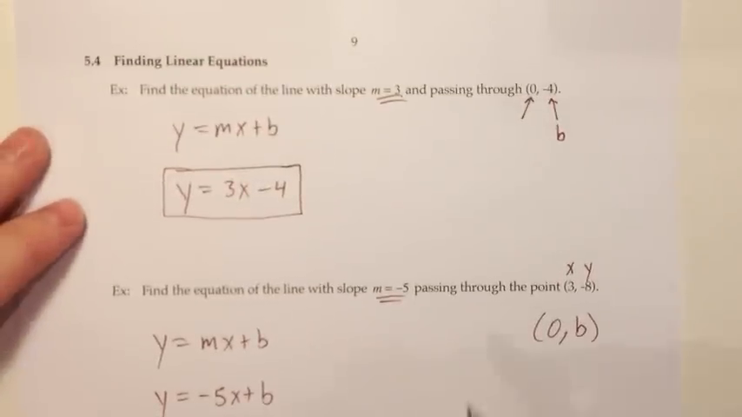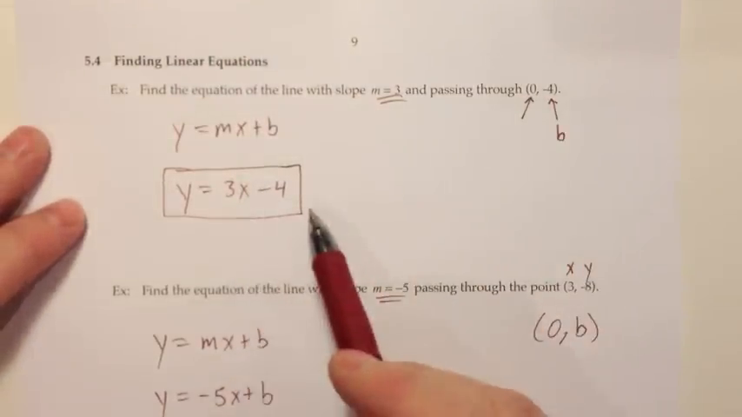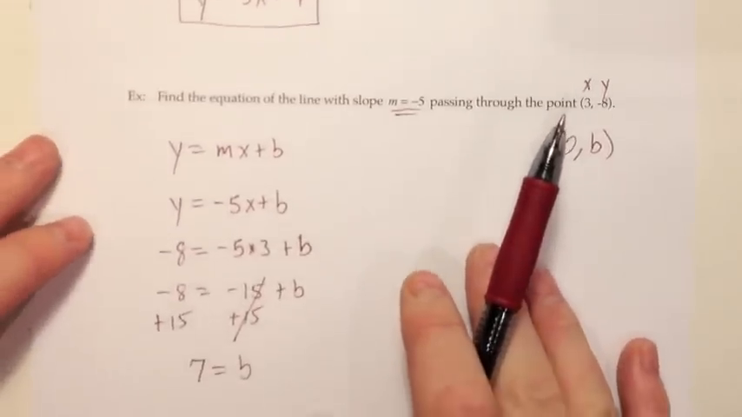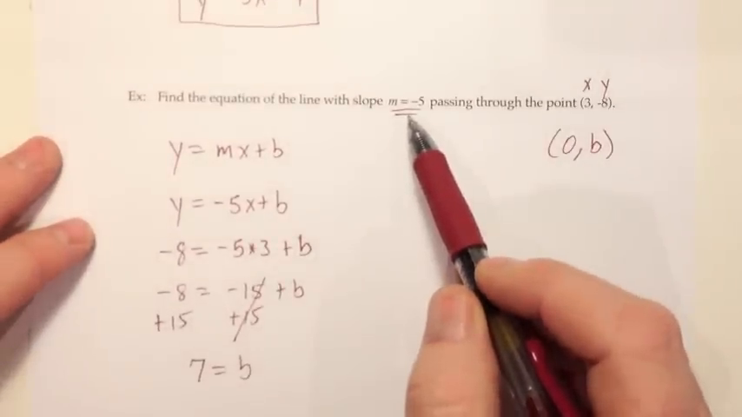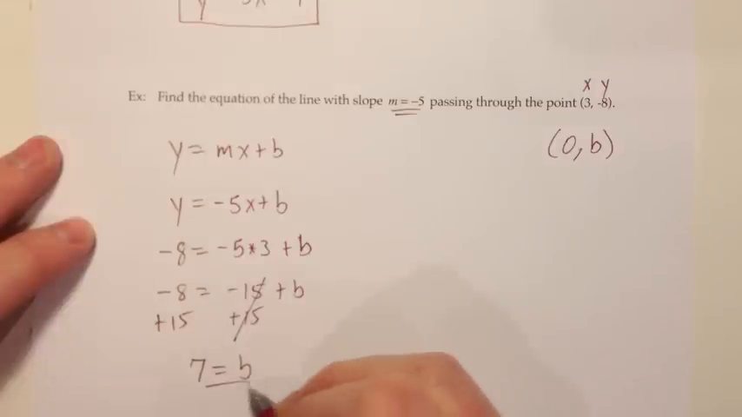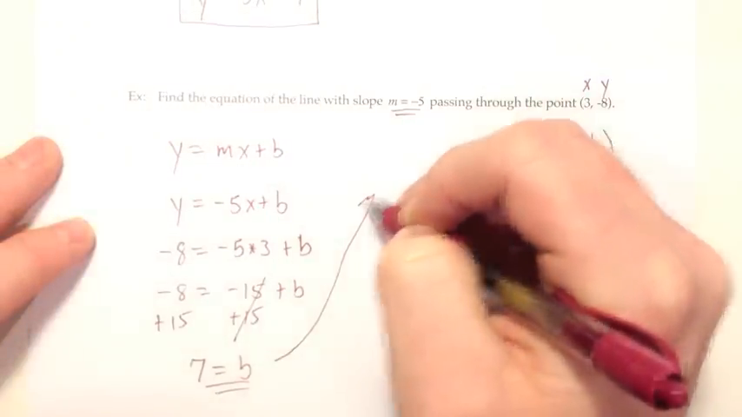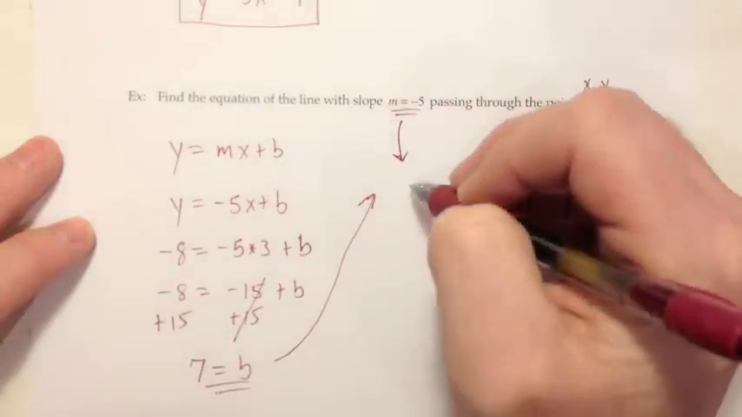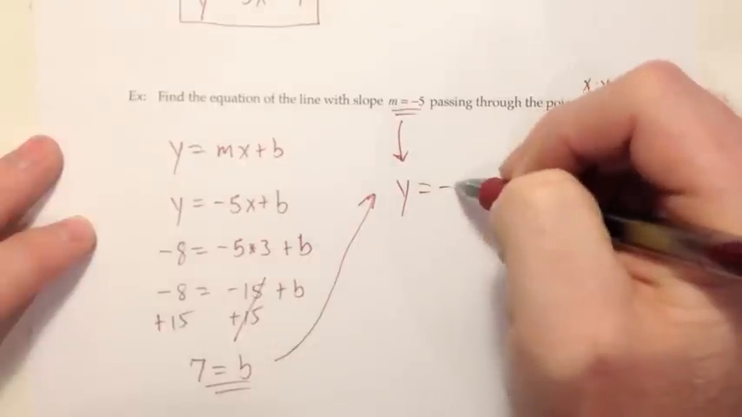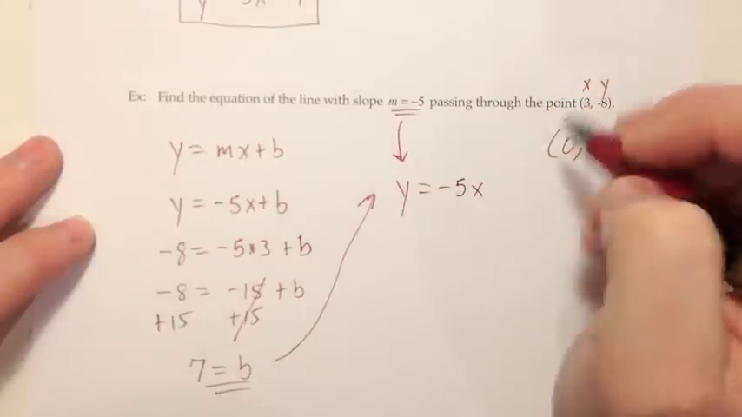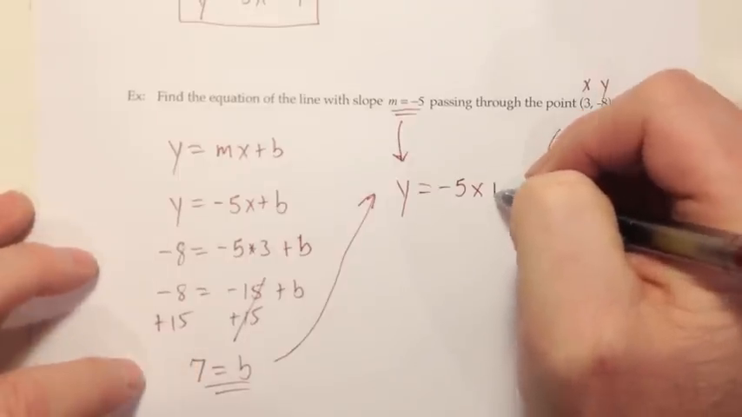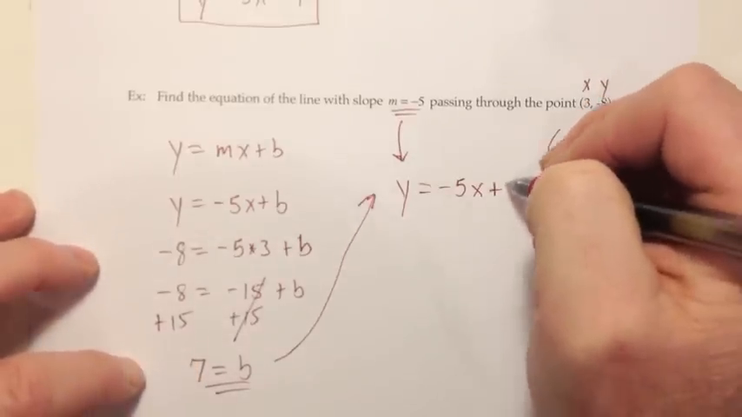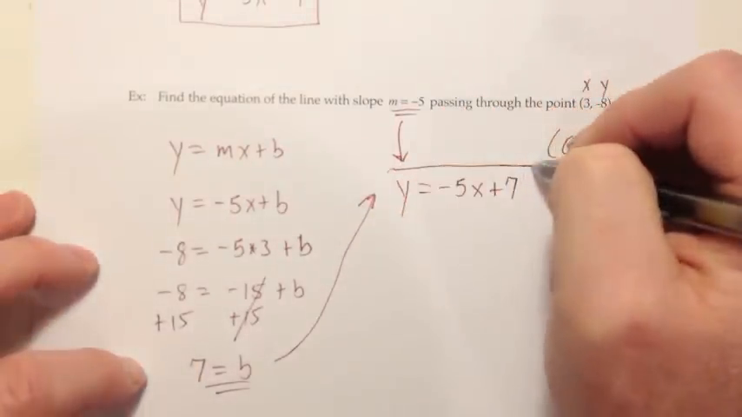Remember, in this one up here, when we knew m and b, we could write the equation. Well, on this example right here, we knew m from the beginning, and now we know b as well. So we can take that together with that and say, okay, so y is equal to m, negative 5, times x, plus b, which is 7. And now we have the equation of the line.